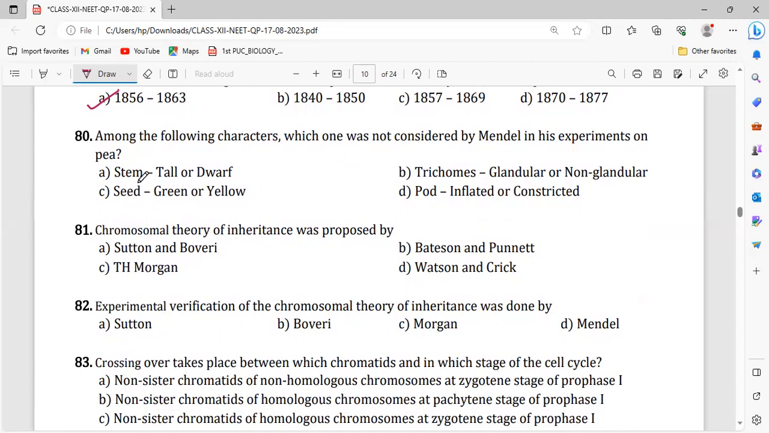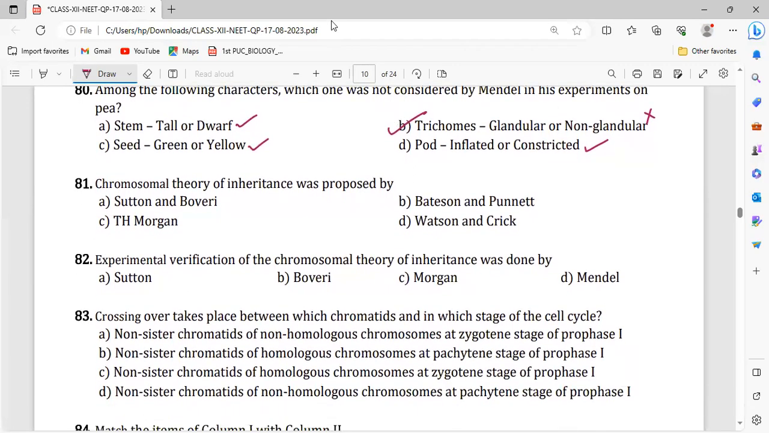He had considered stem. I had given the list before. So you can pause, rewind, and see if you want to recall, or you can just open the textbook and recall. Stem, dwarf or tall, that is what he considered. Then seed, green or yellow, seed color he had considered. Pod, inflated or constricted, that is pod shape, this is what he considered. He did not talk about trichomes. So this is the character which Mendel did not choose.